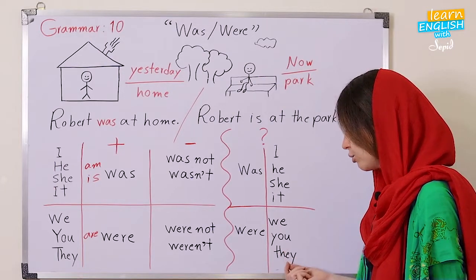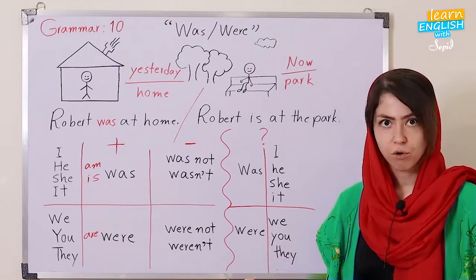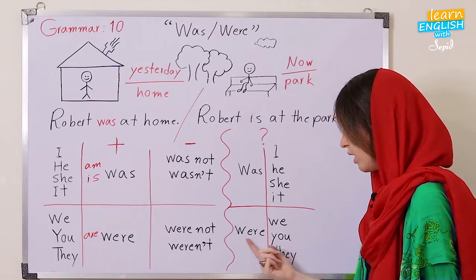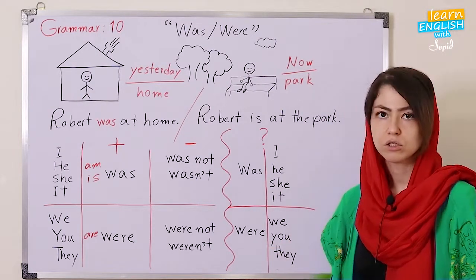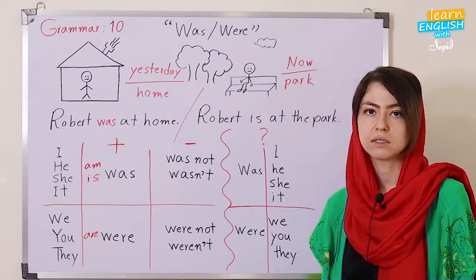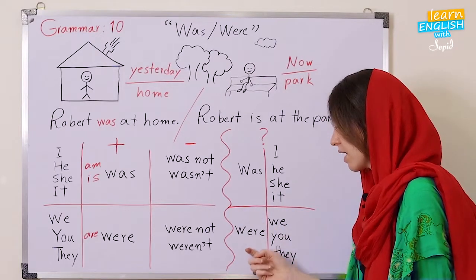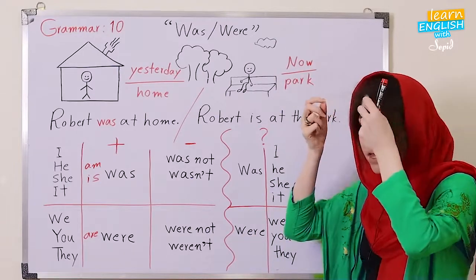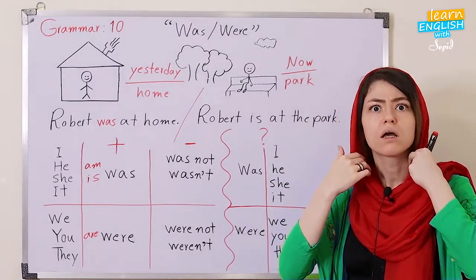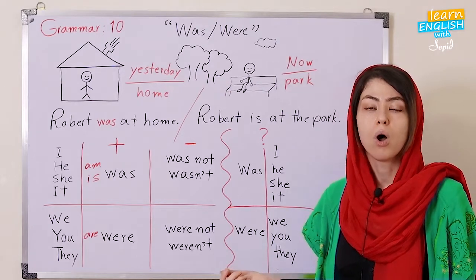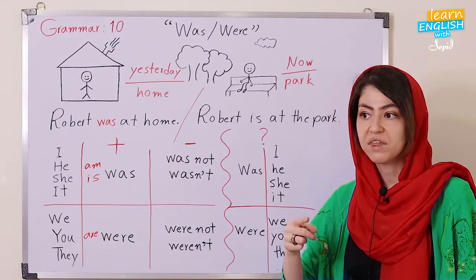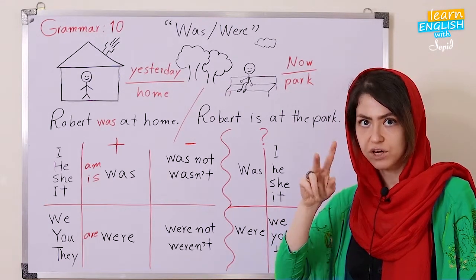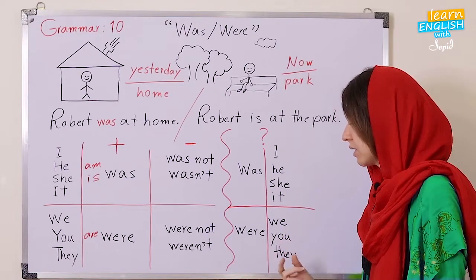So let's go to the next part, the question forms. So were we, were you, were they? We just change the places of the subject pronouns and was and were. So we can say, were you angry? Or were you with her? Were you together? Like this.